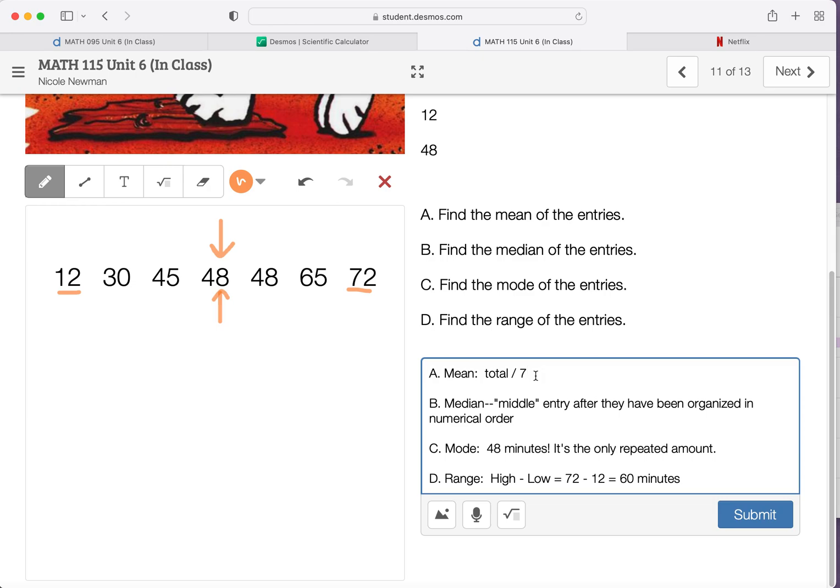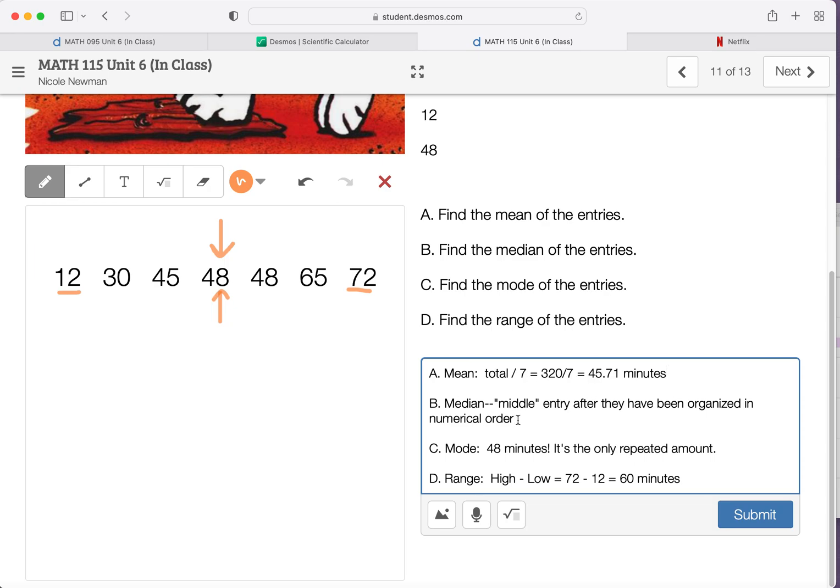The mean should be the total divided by 7. And looking for my total, I get a total of 320 when I did this. So 320 divided by 7, let's call this 2 decimal places, 45.71 minutes. So you do 320 divided by 7, make sure that you get the same thing as me.